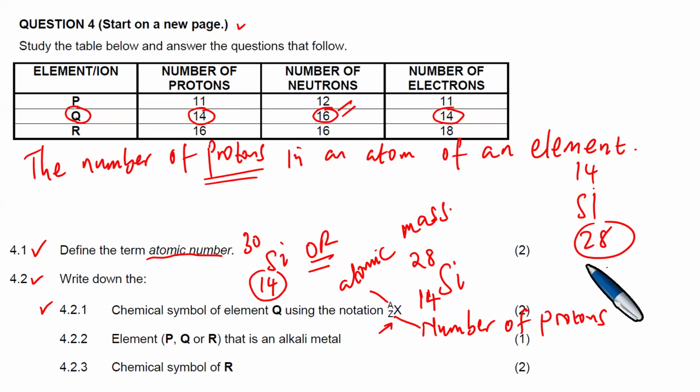Or you can use the periodic table of the elements that says the atomic mass is 28, but the number of protons is 14. So you have 14 and 28 there. And this is silicon from the periodic table of the elements.